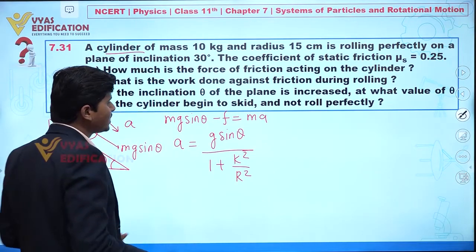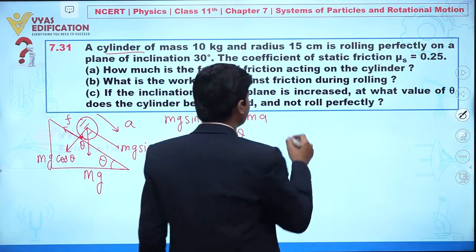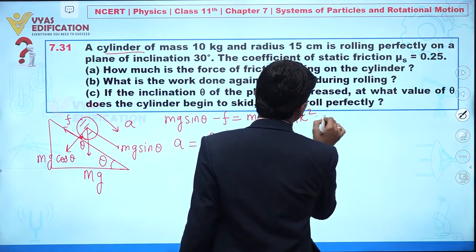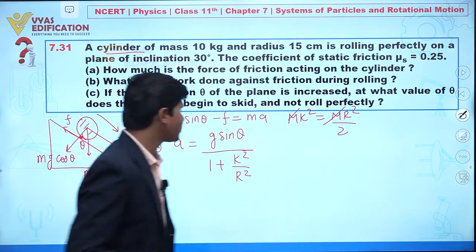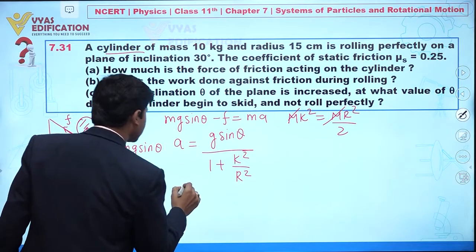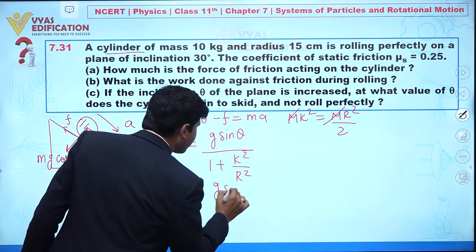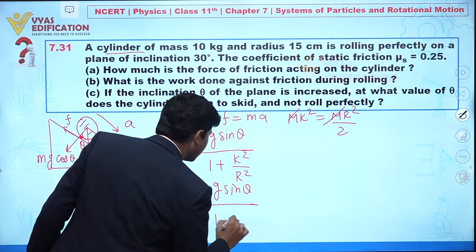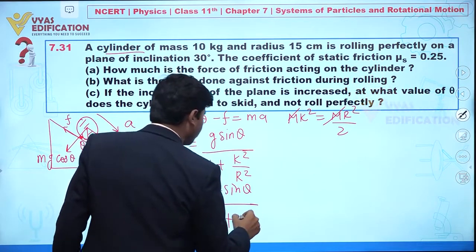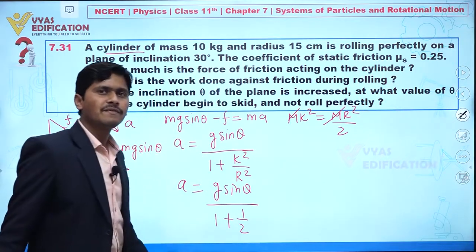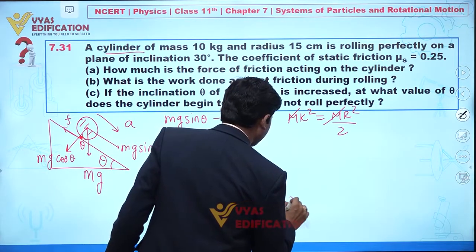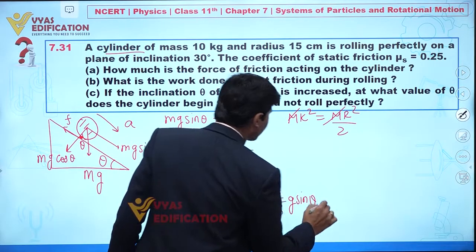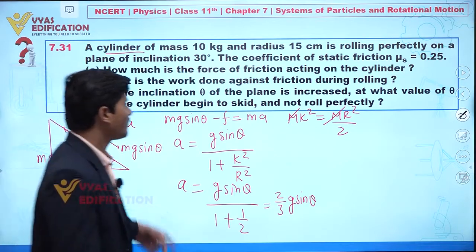So for a solid cylinder, what is the radius of gyration? I can say mk square is given by mr square by 2. From here we can say k square equals r square by 2. So acceleration a is given by g sin theta divided by 1 plus 1 by 2. If I take LCM 2, this is equal to 2 by 3 g sin theta. So from here can we calculate the value of friction?